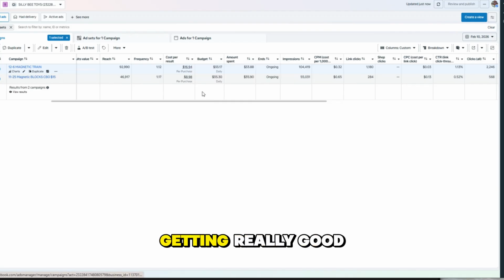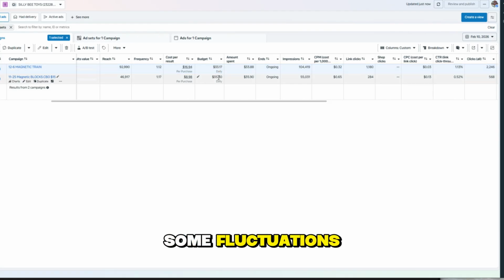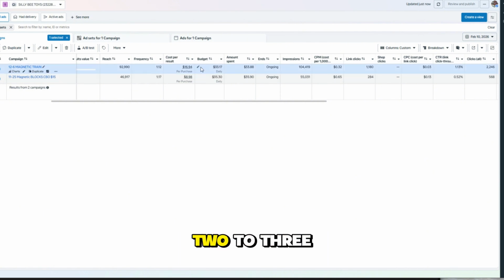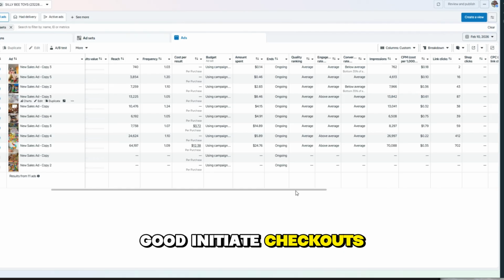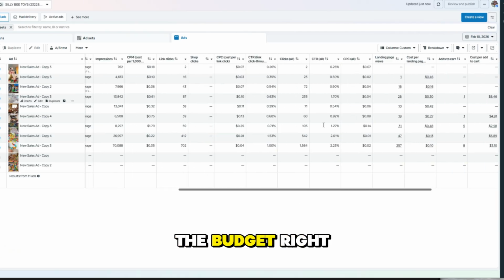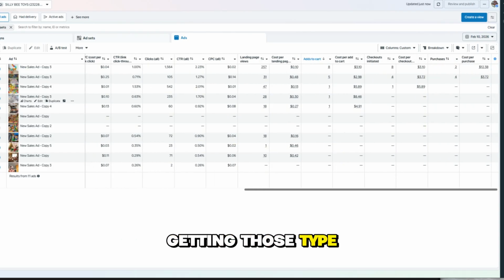Now, if you're getting really good add to carts and really good initiate checkouts, you can increase the budget pretty much every day, but you're going to see some fluctuations. Facebook recommends every 2 to 3 days you can increase the budget. So like I said earlier, if you're getting those really good add to carts and those really good initiate checkouts, you can increase the budget, right? But it's really important that you're actually getting those types of signals right here.